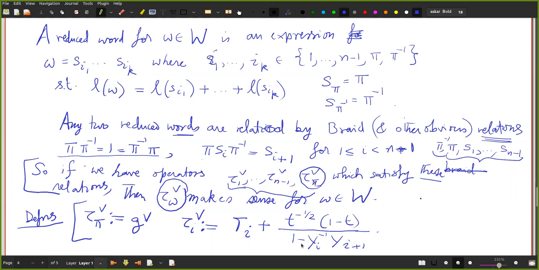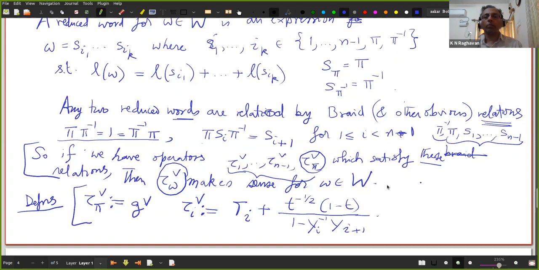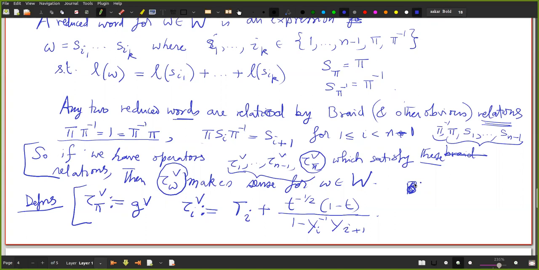Because they satisfy the same relations upstairs, do you get some homomorphism from the braid group? Yes, in fact, from the braid group of the affine Weyl group, the corresponding braid group as well, to some subgroup of the multiplicative group of units in H_n tilde, of invertible elements, on the polynomial representation.